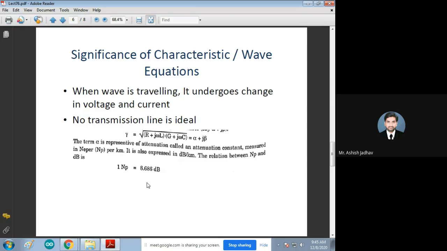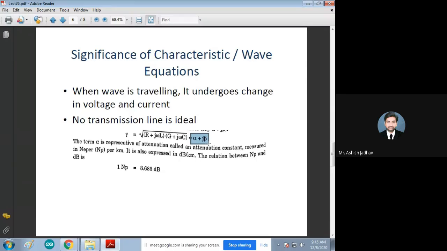When a wave is traveling, it undergoes change in voltage and current. Of course, when the wave is traveling, its value goes on decreasing. So no transmission line is ideal. This is what is mentioned, and this propagation constant gamma is represented by one equation here. Propagation constant gamma is equal to alpha plus j beta. In that, what is alpha? Alpha is the term related with the attenuation, also called the attenuation constant. Its unit is Neper per kilometer.